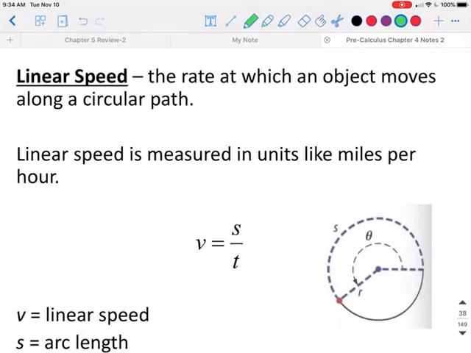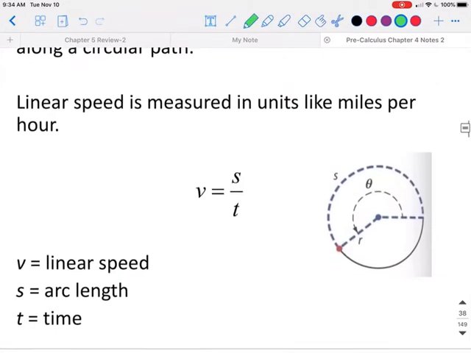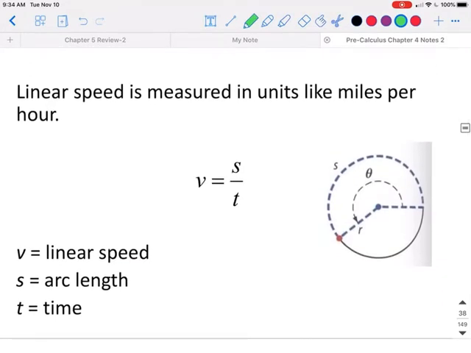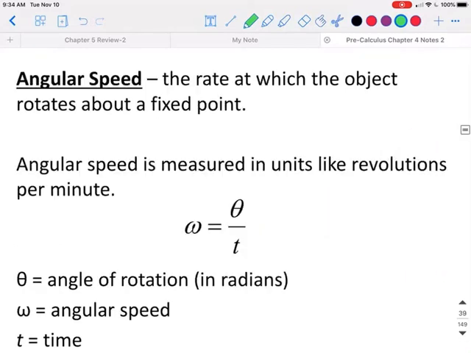Linear speed is the rate at which an object moves along a circular path. Linear speed is measured in units like miles per hour. So it's how fast you're going around a circle. Our formula for linear speed is v is equal to s over t, where s is the arc length and t is time. Since s is equal to r times theta, we can also write linear speed as r times theta over t.